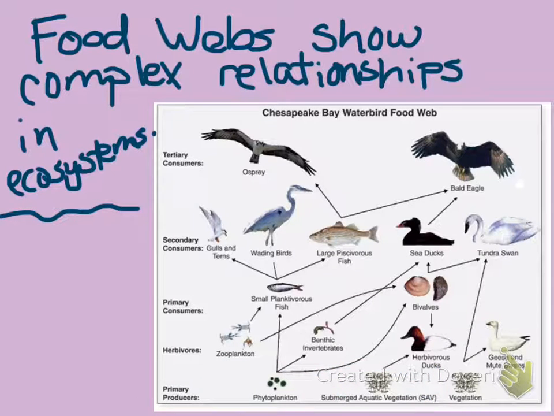So this is a Chesapeake Bay waterbird food web. And I guess it's called the waterbird food web because the water birds at the top are the tertiary consumers. This reviews a couple of good things. On the left-hand side, you see these labels. These are trophic level labels. Primary producers, herbivores, primary consumers, secondary consumers, tertiary consumers. Primary consumers are herbivores, so that should be combined. Does that make sense? Yes. Okay, so you've got producers, primary consumers, secondary consumers, tertiary consumers.